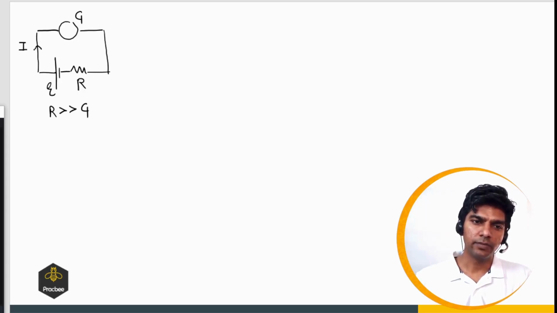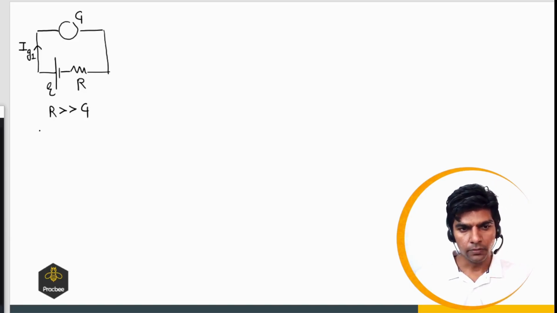So what is the current supplied? Let me call this IG1. So IG1 will be E divided by the total resistance, R plus G. Since R is very large, this can be written as E upon R.